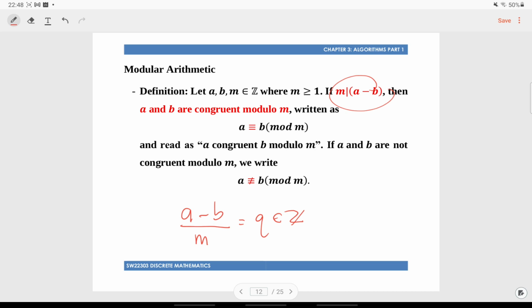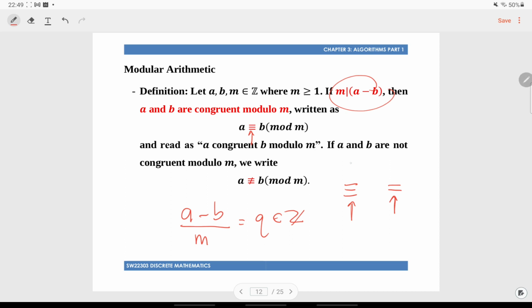Congruent modulo m. This is the congruent notation. We have a triple horizontal line. Remember, the triple horizontal line is totally different from the double horizontal line. The triple line can represent congruence, and it also represents an equivalence relation, while the double line is the equal sign, representing the equal value of the left and right hand sides.